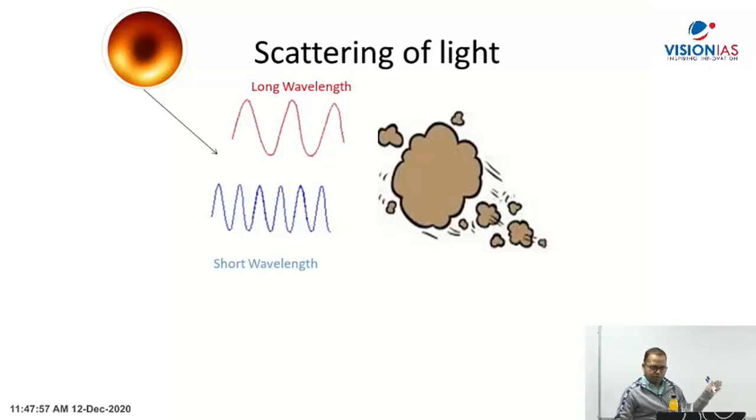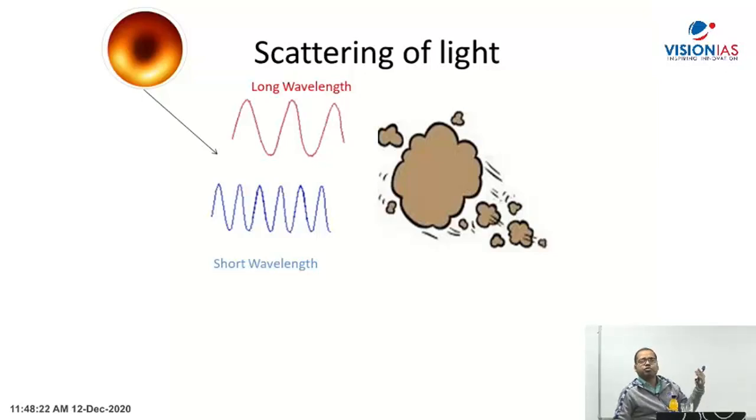The same thing is happening here. Both events happen simultaneously. That means the red one and the blue one will both interact with dust particles and the scattering phenomenon will happen. But here we will understand it one by one. First we will understand the red one, then the shorter wavelength, that is the blue one.